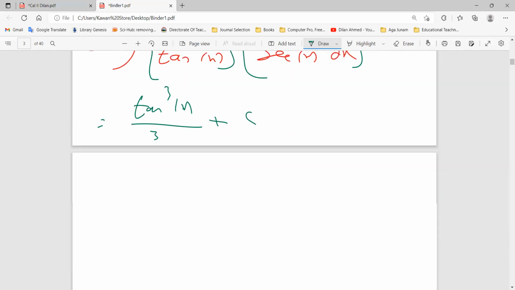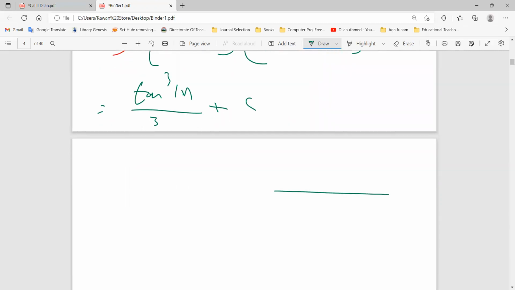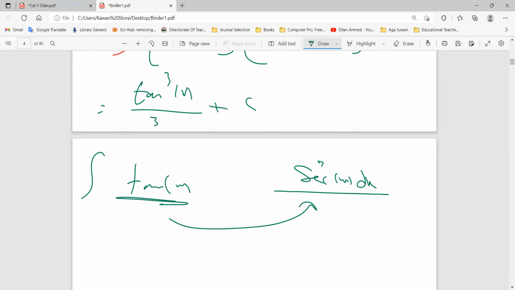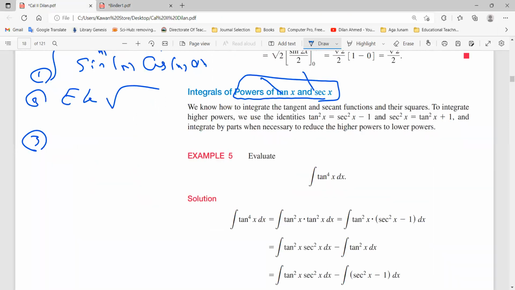With the second, the important thing is what? We have d box. The d box of tan is what? Secant square dx. Did you understand? So if I have tan with any d box, it's easy for me. Understood? Good.